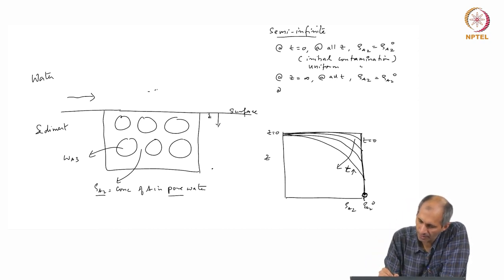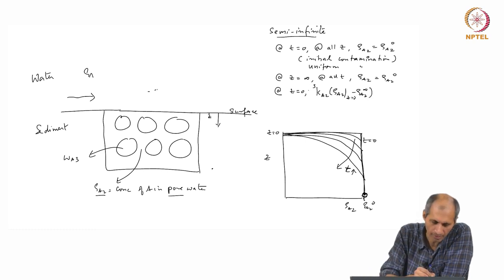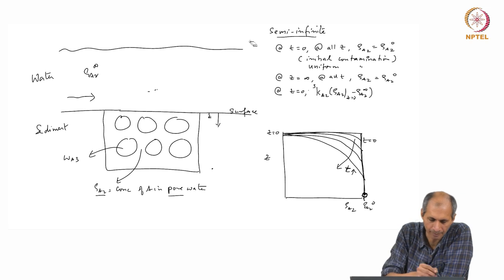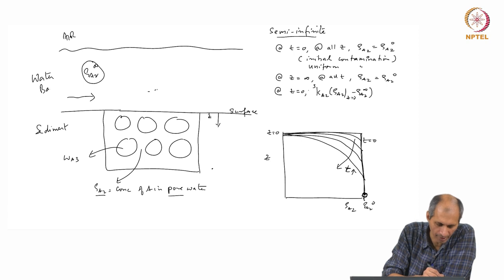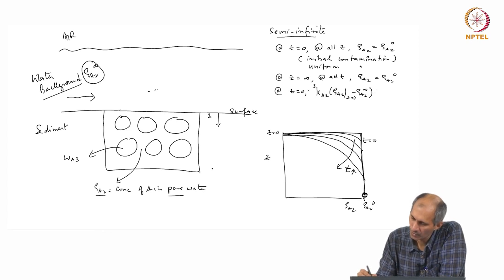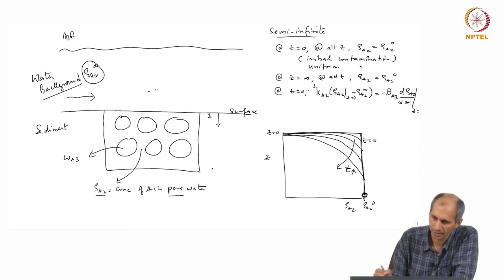The other boundary condition that we talked about is at z equals 0, where we have k A23 into rho A2 at z equals 0 minus rho A2 infinity, where rho A2 infinity is the background concentration, equals minus D A3 into d rho A2 by dz at z equals 0. This is the steady state boundary condition at the surface.